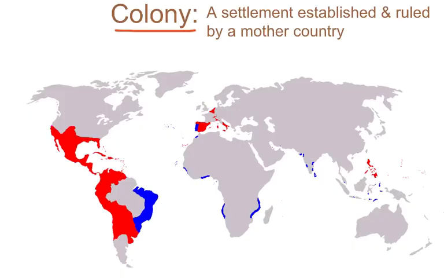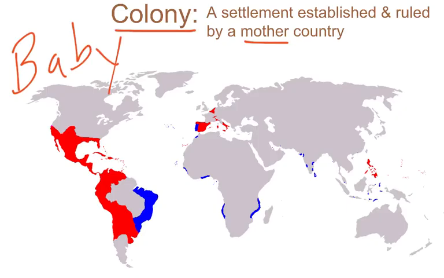Our next vocabulary word is the word colony. Colony is a settlement established and ruled by a mother country. Now, the colony is established by the mother country, right? If the mother country is right here, that would make the colony the what? The baby. That's right, the little one, right? Just like a natural mother has children, the mother country would have the colonies.